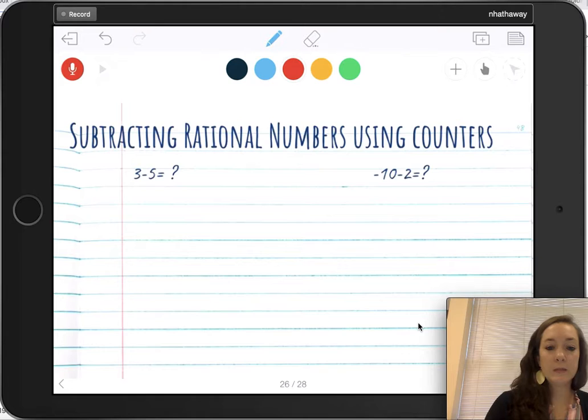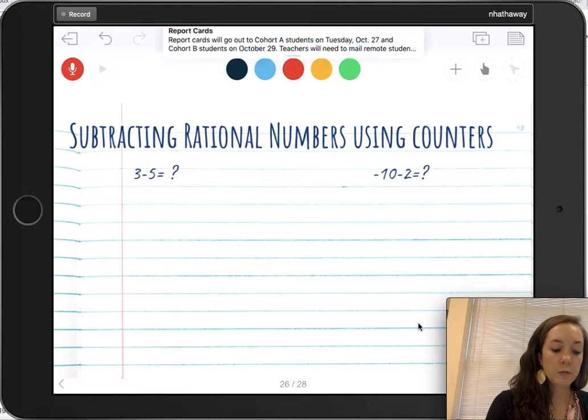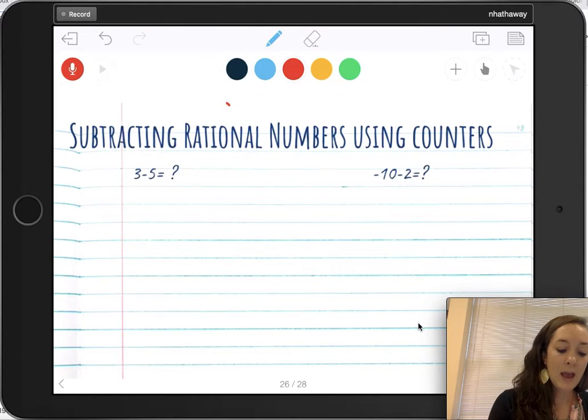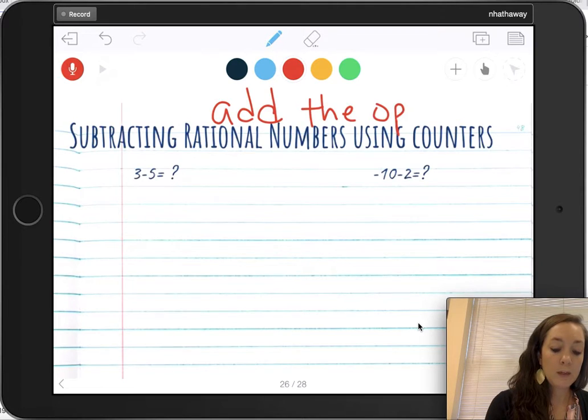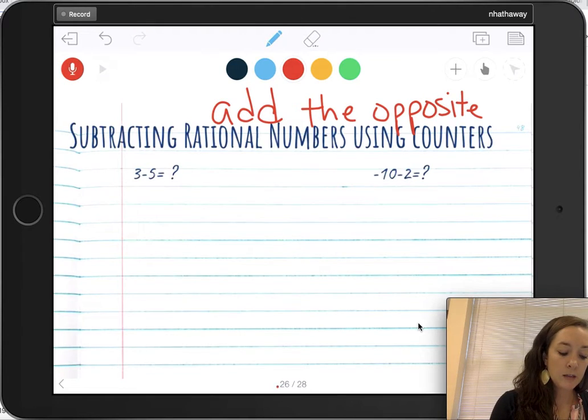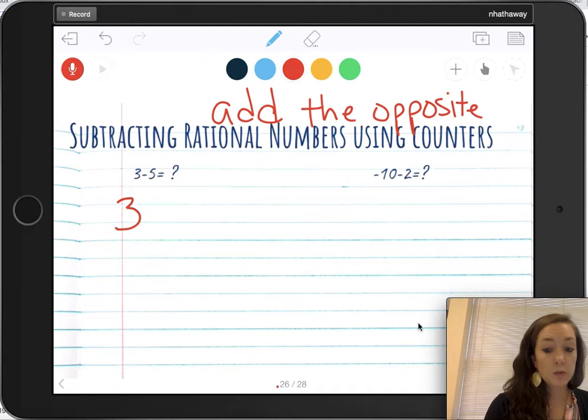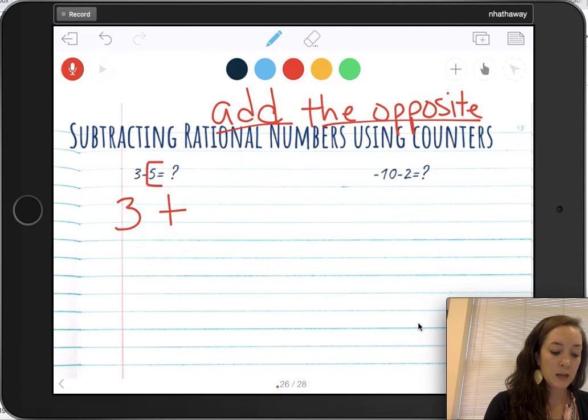Now subtracting rational numbers. Remember, when we subtract, we're going to add the opposite. We keep our first number the same always. So I'm going to rewrite this, and I want you to rewrite this when you take your quiz today. 3 stays the same. We're going to add now, so that minus becomes a plus sign. And then the opposite. Well, that's a minus sign in front of that 5. So that's a positive 5.